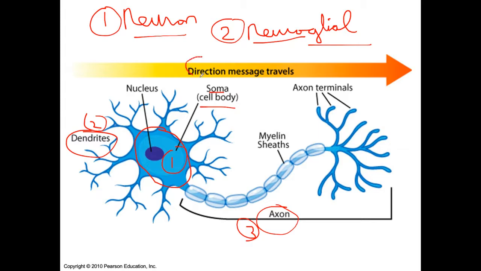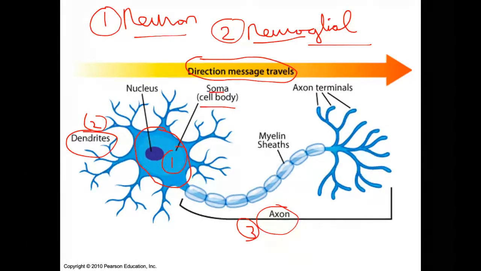And you can see the direction that the message travels. So it goes into the dendrites, into the cell body, and then out and away through the axon. So again, don't confuse these numbers as the order that things travel. I just kind of numbered the three main parts. But if I were to number it in order, it would be dendrites, into the cell body, into the axon.